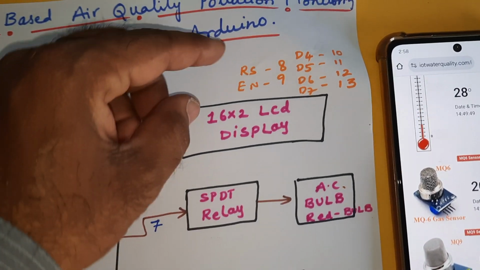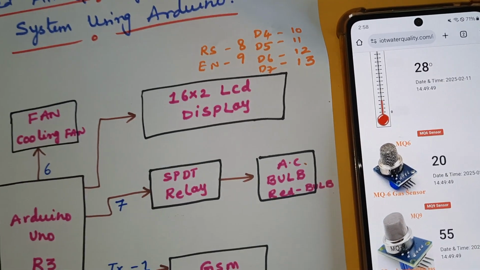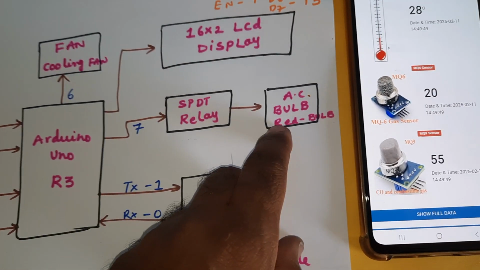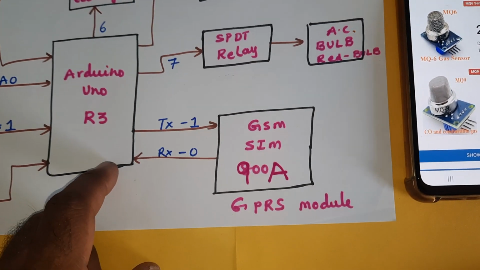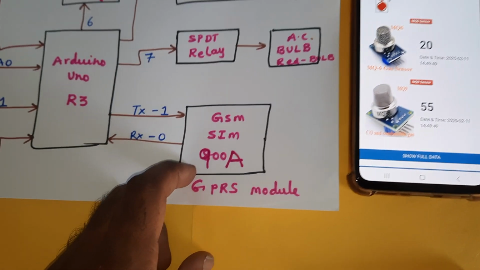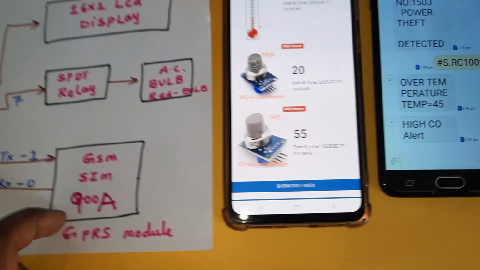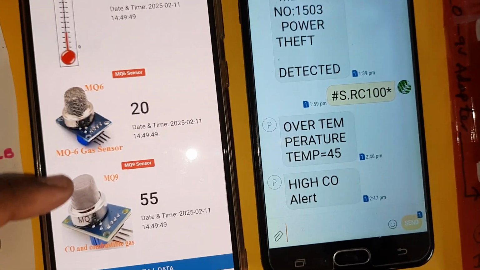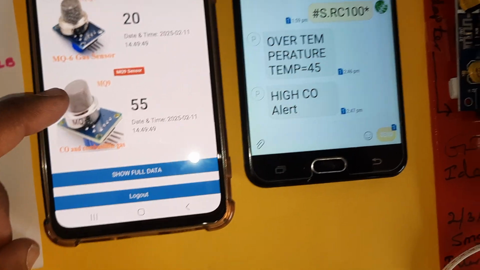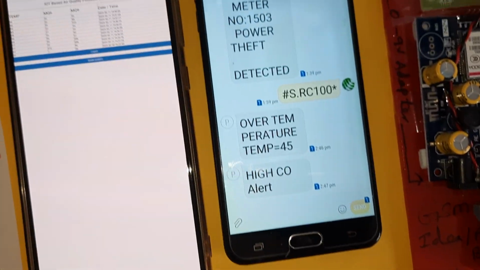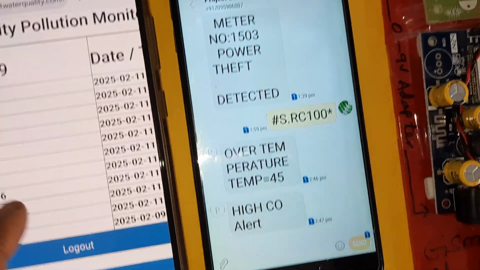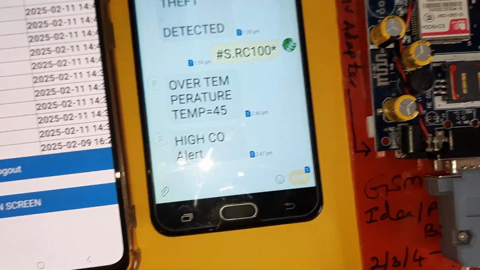A 16x2 LCD display, with RS, enable, D4, D5, D6, D7 connected to pins 8, 9, 10, 11, 12, 13. One SPDT relay and one bulb we are using. A GPRS SIM 900A module is used, connected with RX, TX, 0 and 1. The temperature sensor, MQ6 gas sensor and MQ9 carbon monoxide sensor we are using. The outputs we are going to monitor are temperature, MQ6 and MQ9, so over temperature and gas alert.